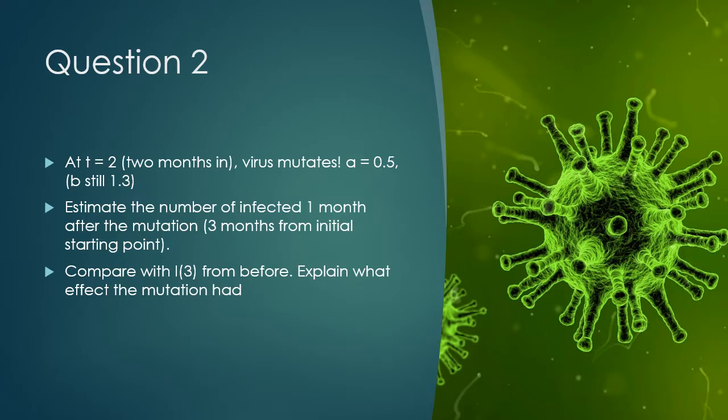All right, question 2. So we have a situation where the virus mutates at t equals 2. So that's 2 months after we first started looking at the virus. And we see that A reduces to 0.5 and B stays the same. So this is going to have some impact on the way the virus is going to spread. And so what we want to do is see how much of an impact it has and what kind of impact it has. So we estimate the number of infected 1 month after the mutation.